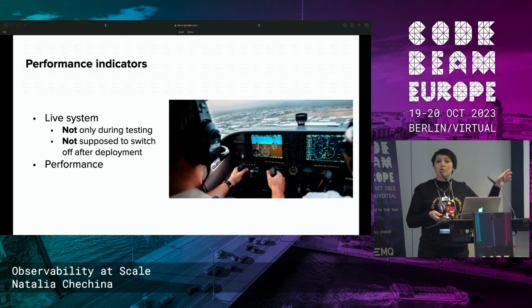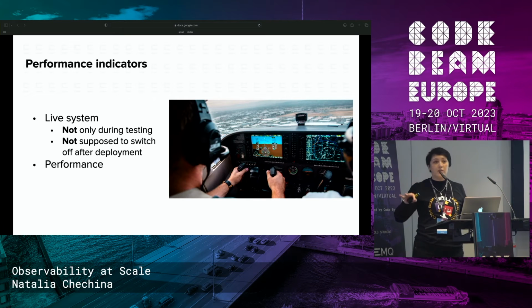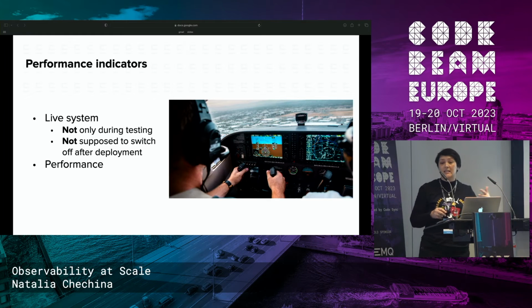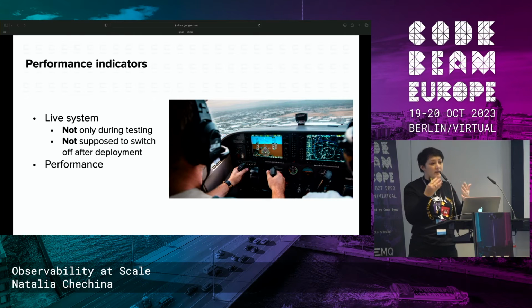So, first rule: metrics are not just for testing, metrics are for the deployment. Metrics are for the live system, and they're about performance. They're performance indicators. They show what's happening with your system, how it lives, how it breathes, what's going on there.